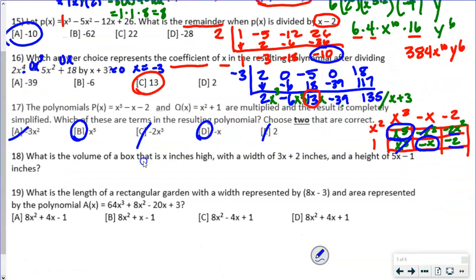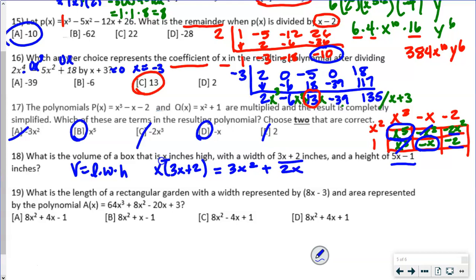All right, so the next one says, what is the volume of a box that is x inches high with a width of 3x plus 2 and then a height? So volume is equal to length times width times height, right? So we can take any of these dimensions and we can multiply them by each other. So we're going to go ahead and multiply our first 2 terms together, the x and the 3x plus 2. That's going to give us 3x squared plus 2x, right?